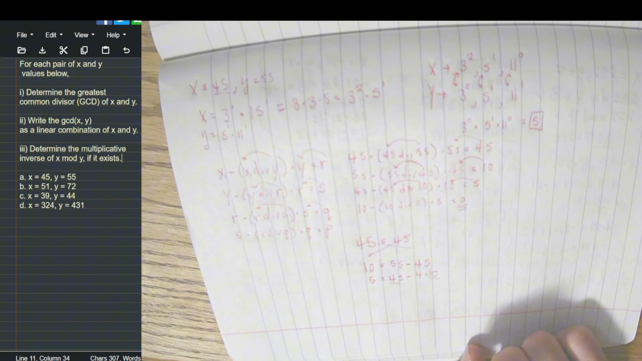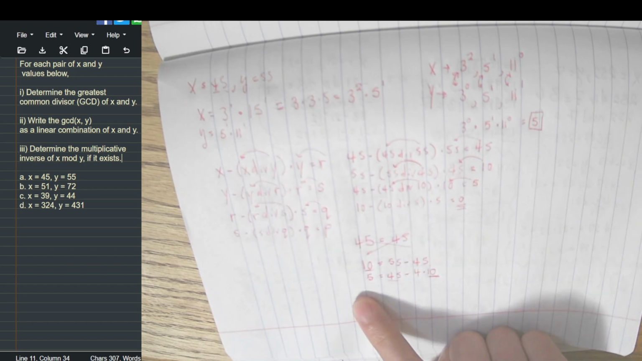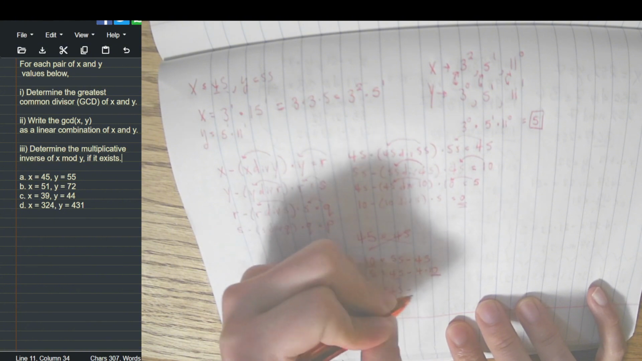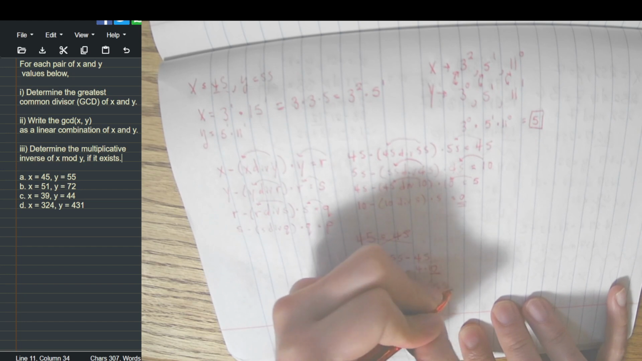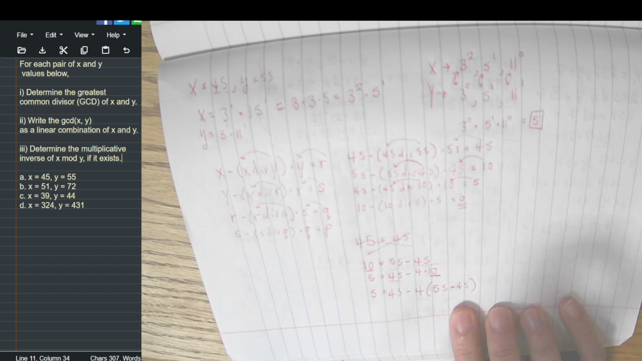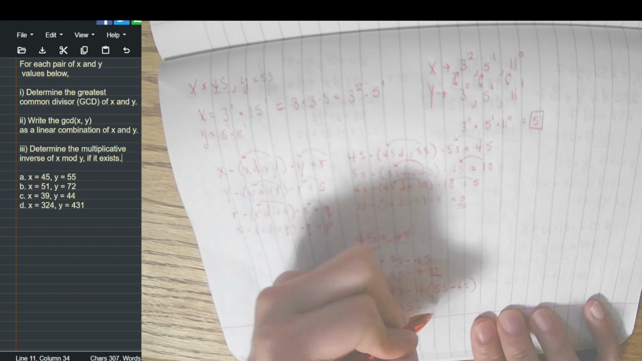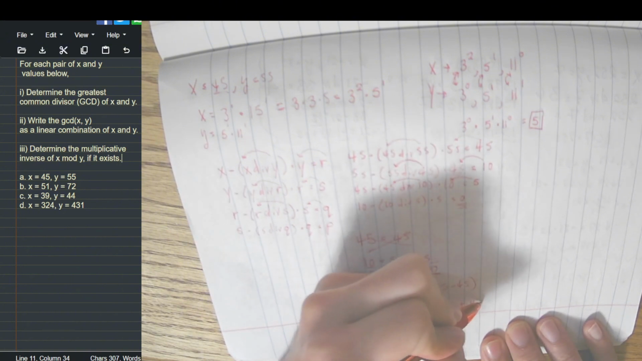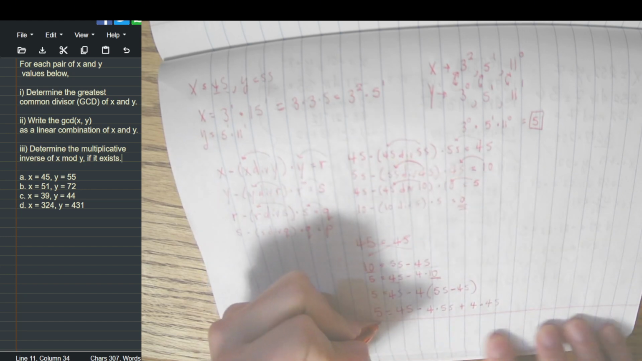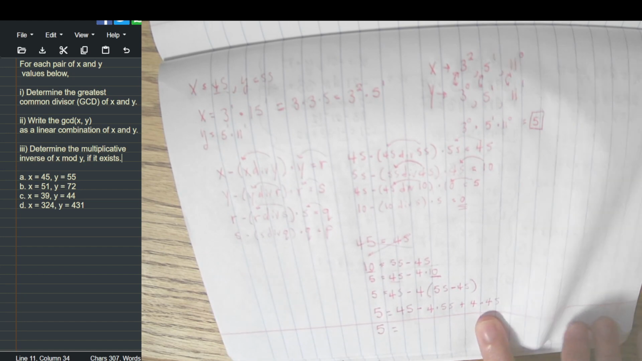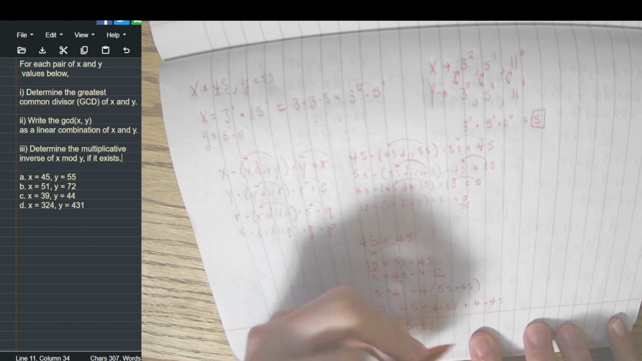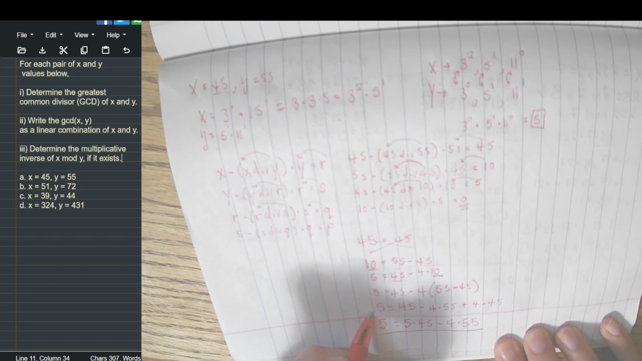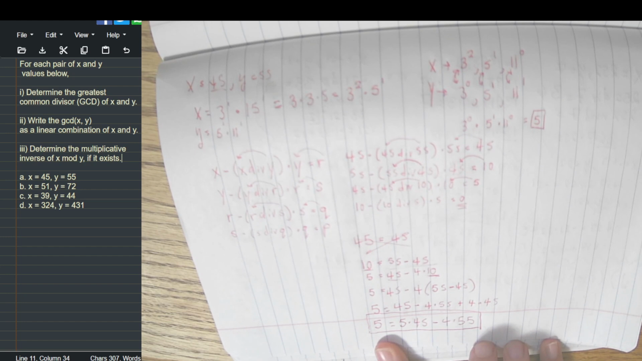Now I can start to plug and chug. I have an equation that represents 10 in terms of the x and y values we started with, so I'm going to plug it in. I can say 5 equals 45 minus 4 times this equation, 55 minus 45. Then I can simplify: 5 is equal to 45 minus 4 times 55, and then I have a negative 4 times a negative 45, so plus 4 times 45. Now I can simplify this to say 5 is equal to 5 times 45, since I have 4 45s here and 1 45 here, and then negative 4 times 55. This is what we call a linear combination of x and y to represent the greatest common divisor.